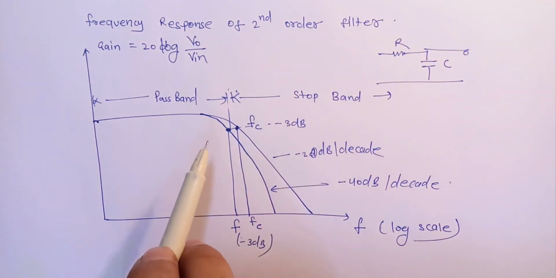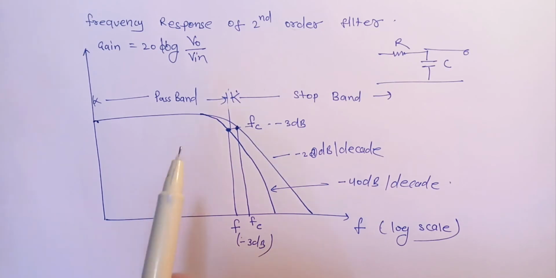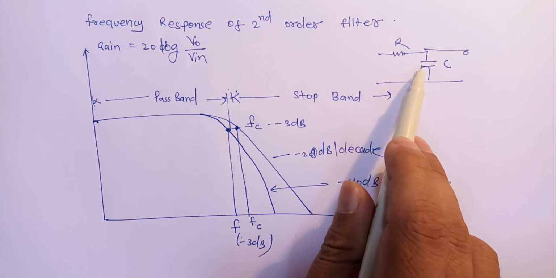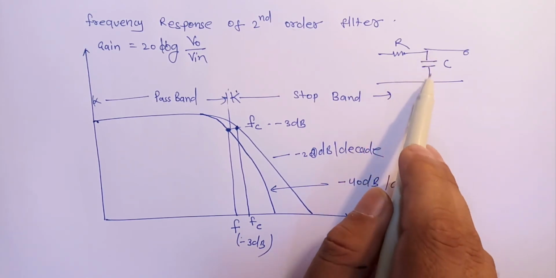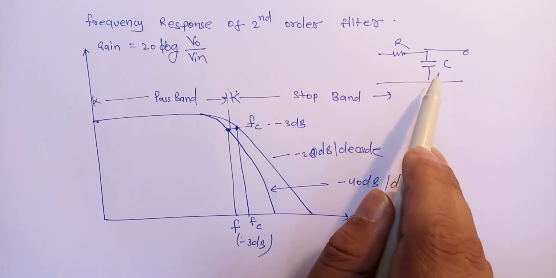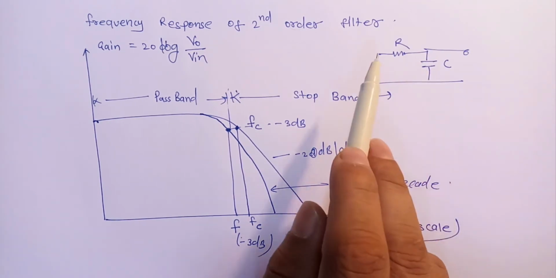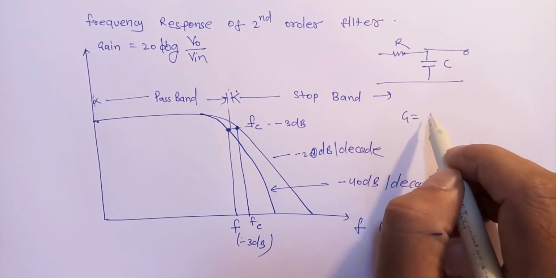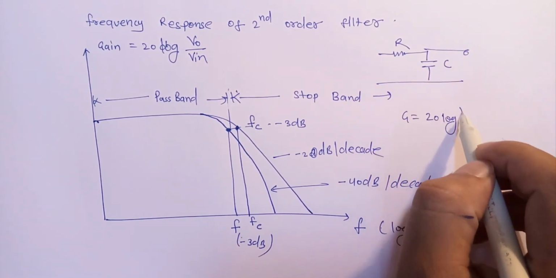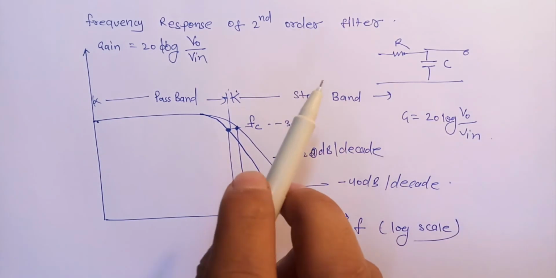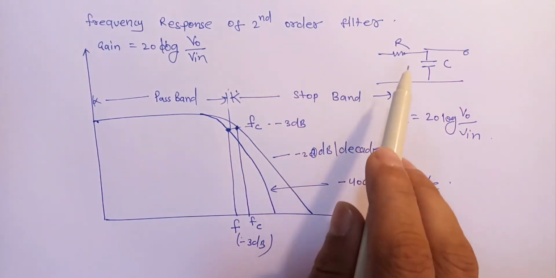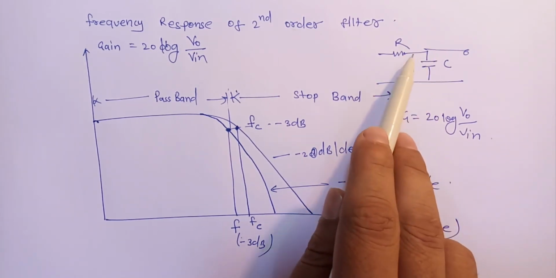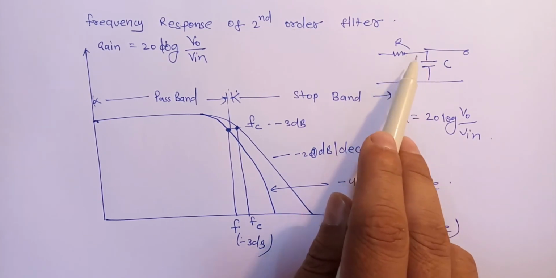A simple first order low pass filter can be made using a single resistor and a capacitor in series, and the voltage will be taken across the capacitor. The gain of the filter, or any filter for that matter, is generally expressed in decibels, and that is G equal to 20 log V naught upon V in. And if we reverse the resistor and the capacitor position, the low pass filter will simply be reversed into a high pass filter.